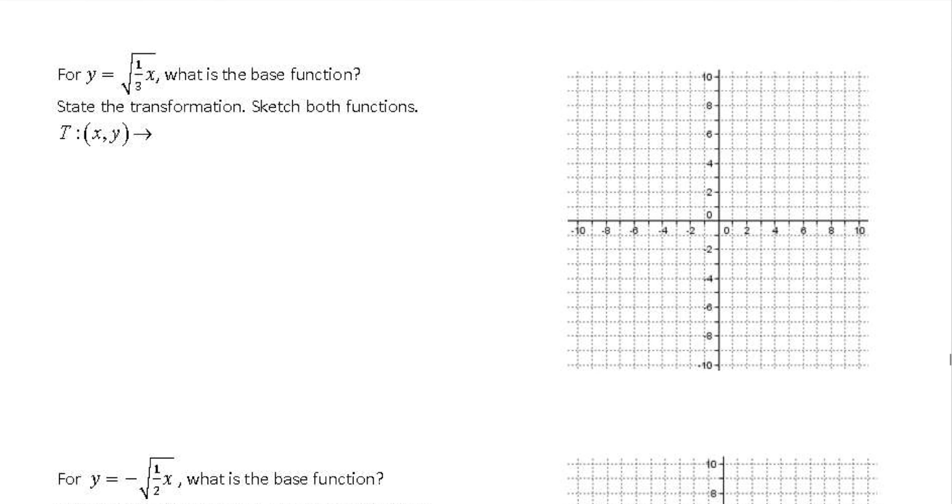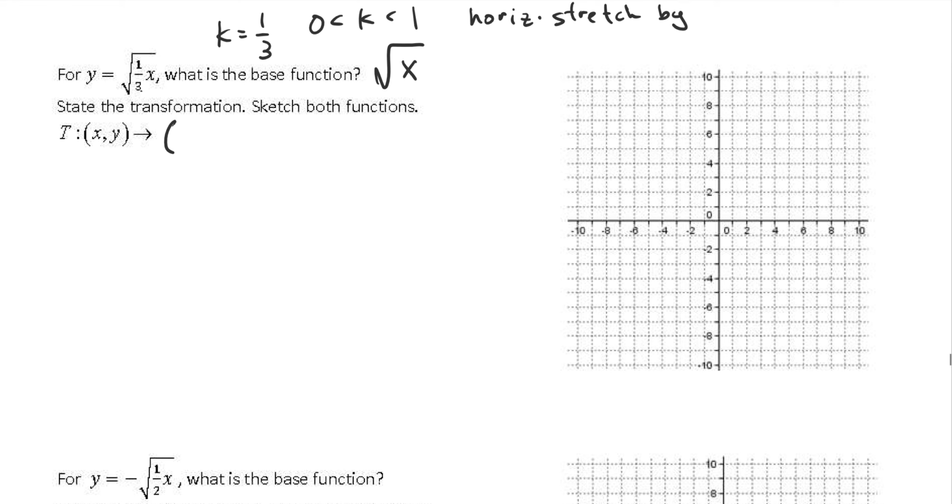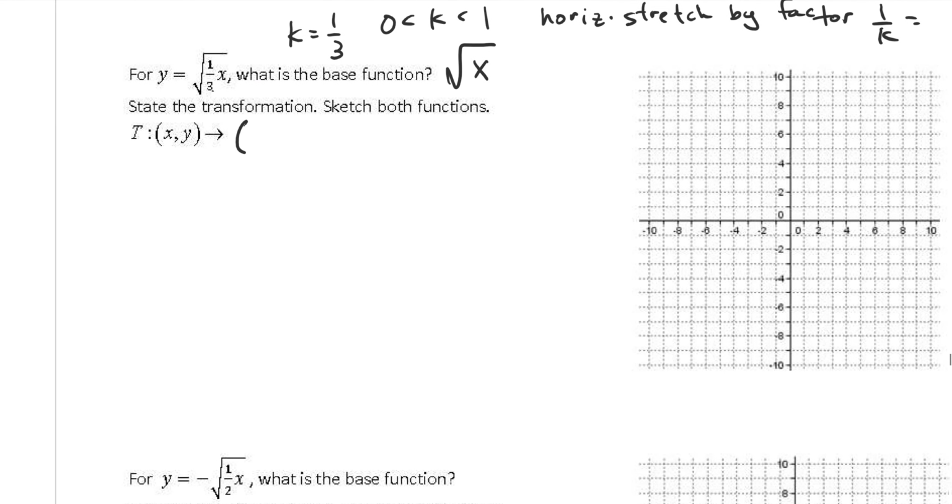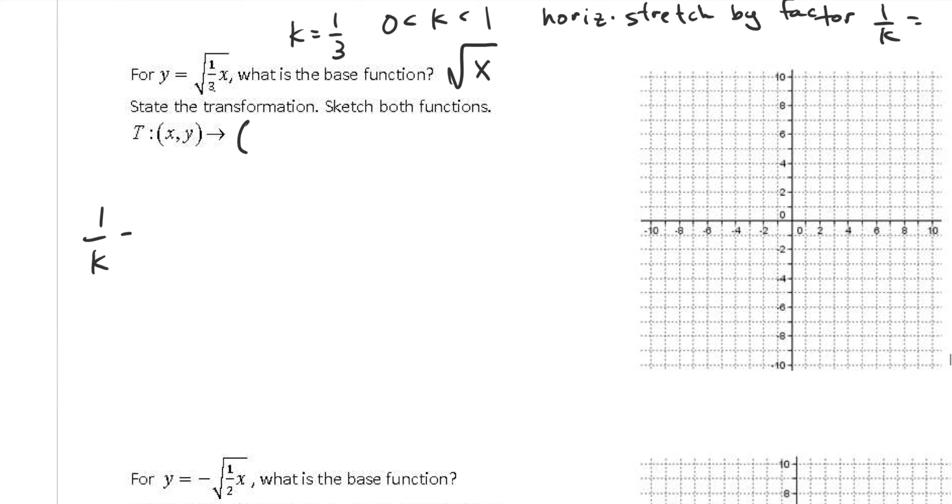Here is y equals the square root of 1 over 3 x. The base function, again, is the square root of x. What's the transformation? The transformation is 1 over 3, so k is equal to 1 over 3. That means, if the k value is between 0 and 1, we have what? Well, we have a horizontal stretch. By what? By a factor of 1 over k. So if k is 1 over 3, let's write it down here actually. So 1 over k equals 1 over 1 over 3.